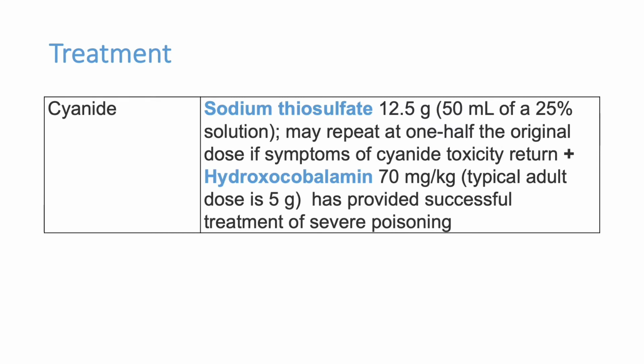Now the treatment for cyanide poisoning is sodium thiosulfate 12.5 gram with hydroxycobalamin 70 milligram per kg body weight. So these are the two important treatment aspects for cyanide poisoning.